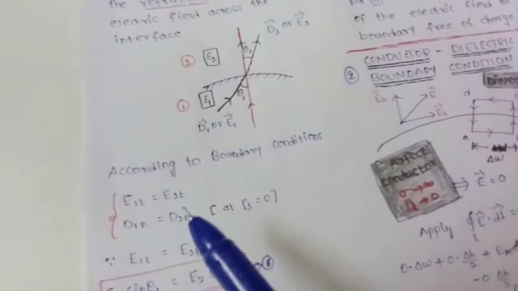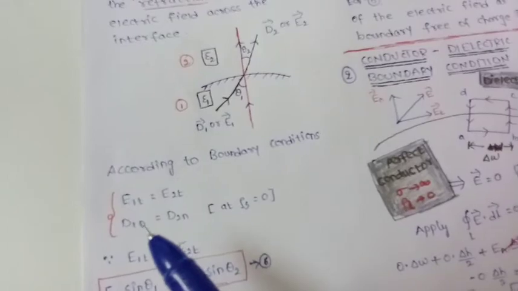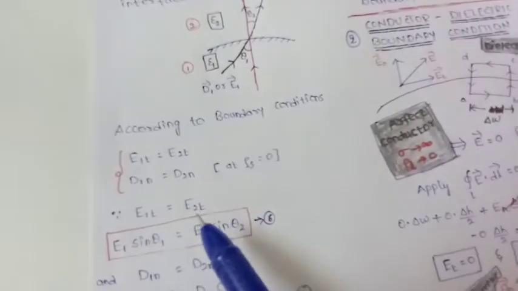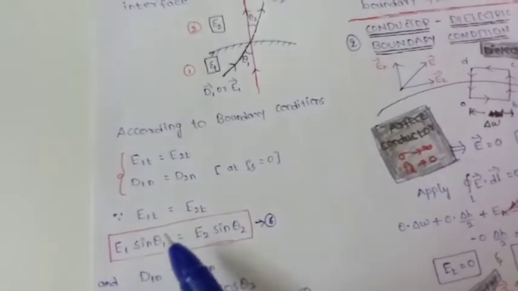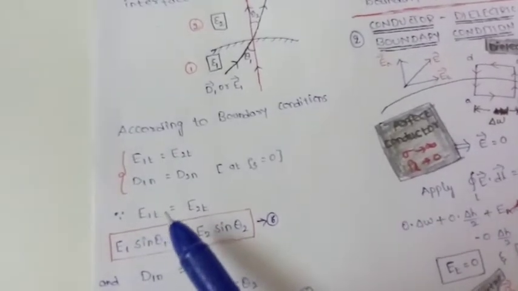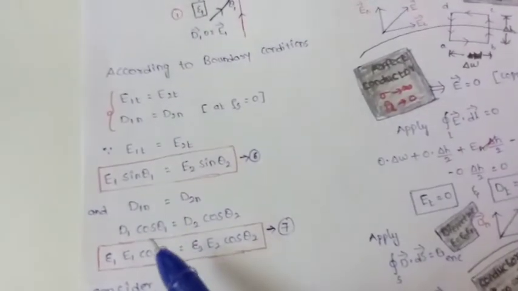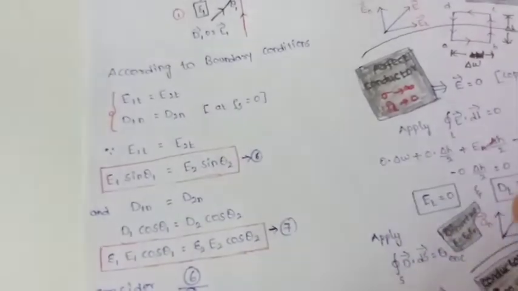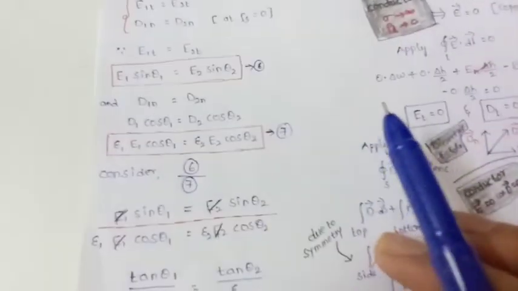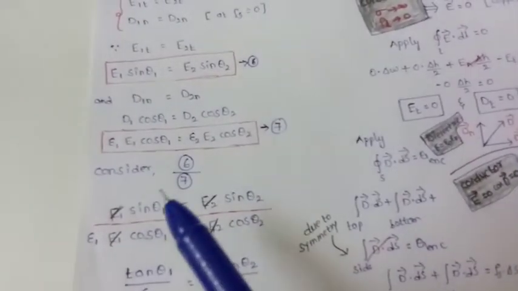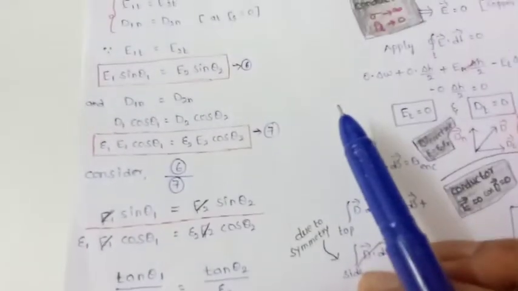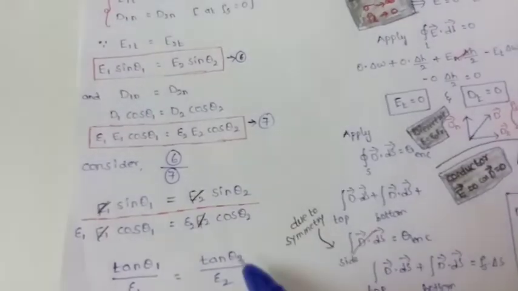The tangential components are equal, and the normal components of electric flux density are equal at the rho s is equal to 0 condition. Since it is the tangential component, we can write it as sine theta. Since it is a normal component, we can write cos theta. Then D can be split like this. Then I am going to divide equation 6 by equation 7. Then D gets cancelled. Then this becomes tan theta 1 divided by epsilon 1 is equal to tan theta 2 by epsilon 2.